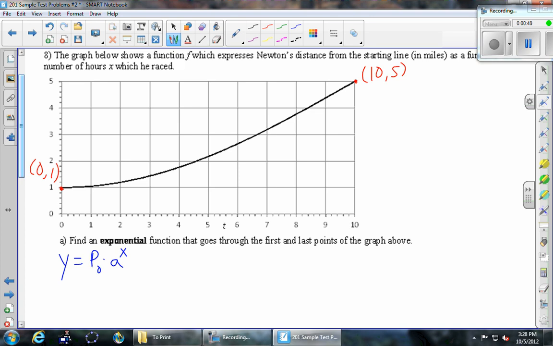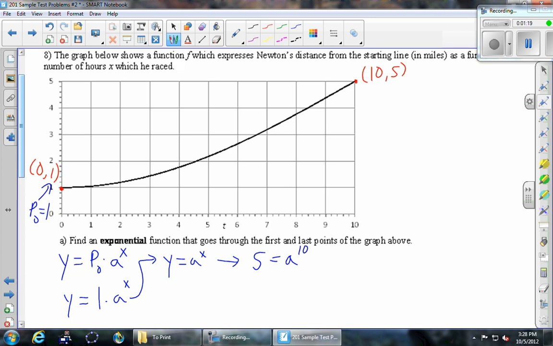Okay, there's a little bit of a gift given to us in this case. The y-intercept is P0. So in our case, P0 is 1. So that means that y is equal to 1 times a to the x, or simply y is equal to a to the x for this exponential function. Now we need to make this function hit the last point. So instead of y, we're going to put 5, and instead of x, we're going to put 10. And the goal is to solve for a.